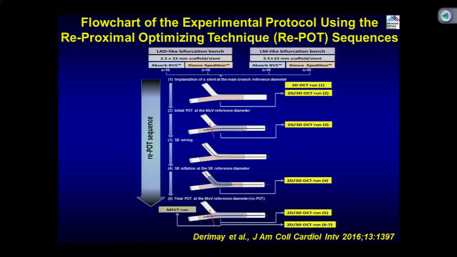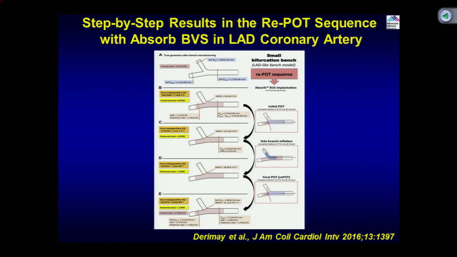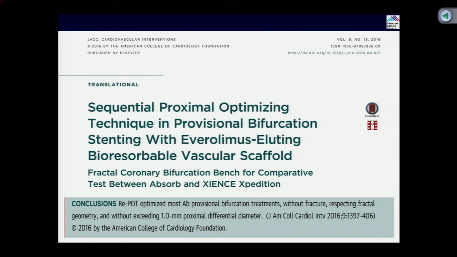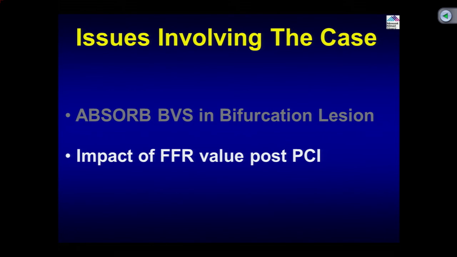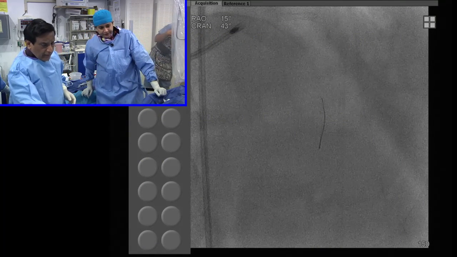And the latest data have come that a better technique would be to proximally optimize in a bifurcation lesion: you put a stent across, do a POT proximally, then you go through it, open the side branch, and after the side branch opening, you have to do a POT again. So, re-POT. Basically they are saying re-POT, avoid the kissing balloon dilatation, go through the strut, open the side branch, and do the re-POT, and that really gives you the best apposition and good stent expansion both for the left main as well as for the non-left main. So, clearly this fractal coronary bifurcation bench test really tells us that the proximal optimization technique, the POT technique, is very good.